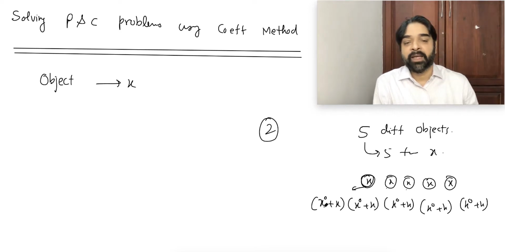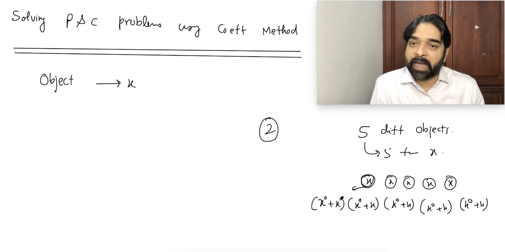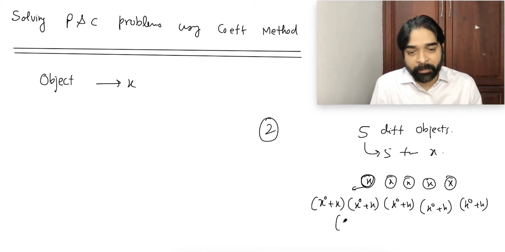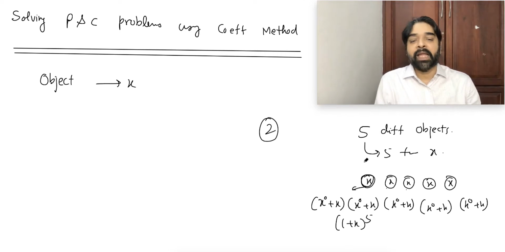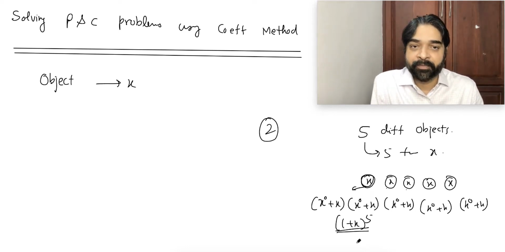What is the meaning? This x is saying I may go to x power 1, but I can give only 1x. Either I will give 0x or I will give 1x. Indirectly x power 0 is what? 1. So 1 plus x, for how many times? 5 times. So (1 plus x) power 5. Actually, 5 different objects are written in this style. This is the way of writing 5 different objects.